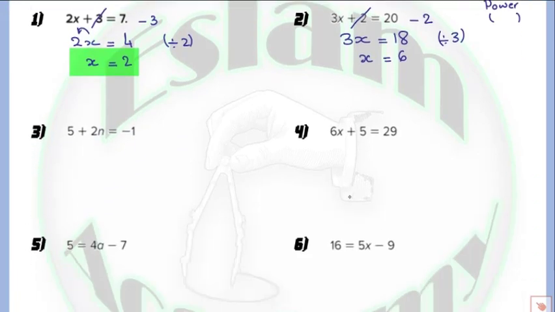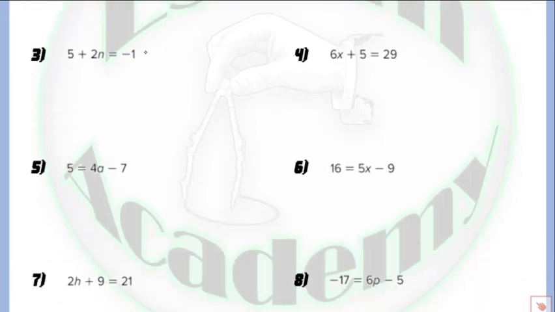In question number 3, we have 5 plus 2n equals negative 1. At the first, rearrange the question. So just write 2n plus 5 equals negative 1. 2n is positive, just write it as positive. 5 is positive, leave it as positive.